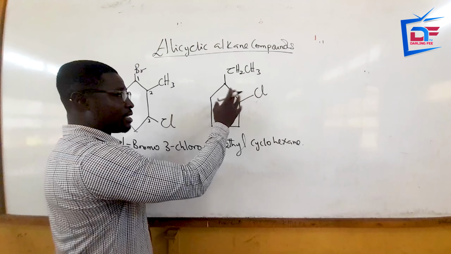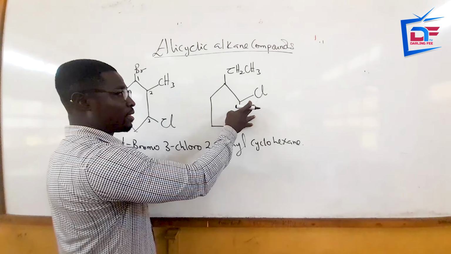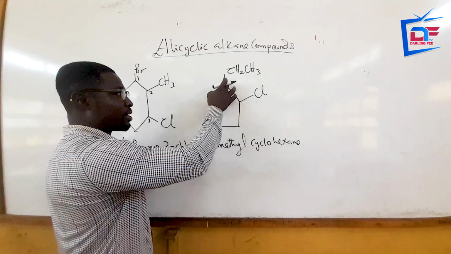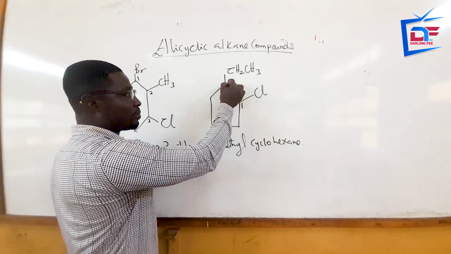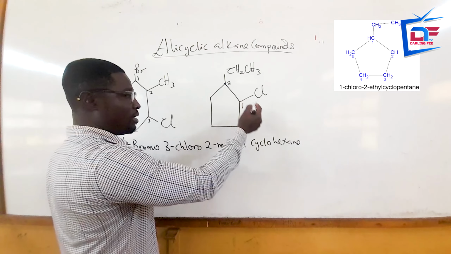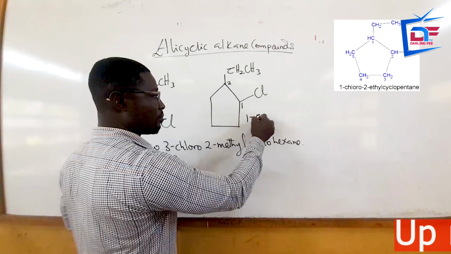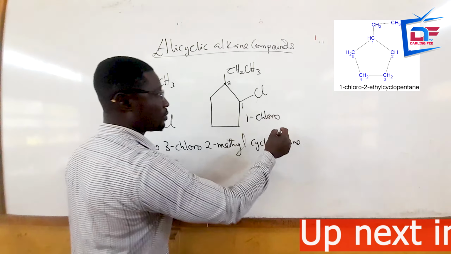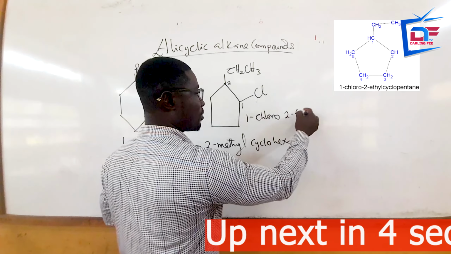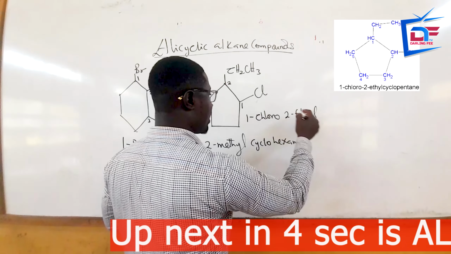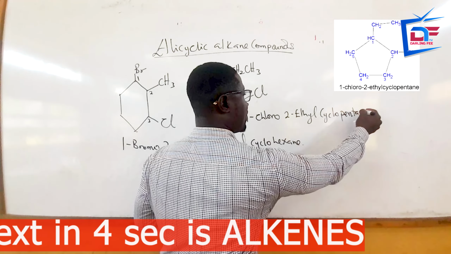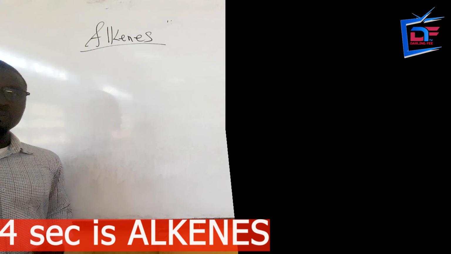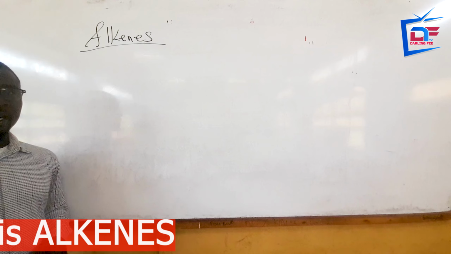Ethyl. In terms of alphabetical order, C comes before E. So the numbering will start from here, 1, 2, meaning that we have 1-chloro-2-ethylcyclopentane.